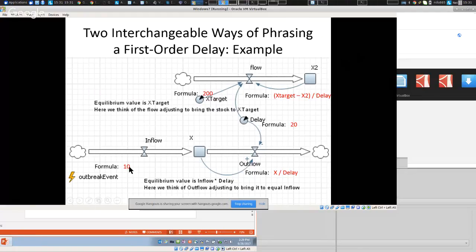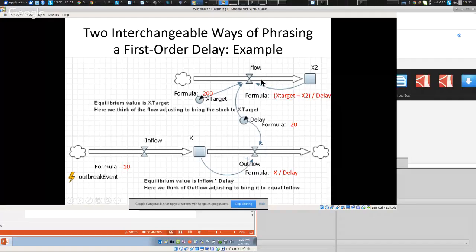Here we could frame it in terms of an inflow of 10 and a delay of 20. Here the outflow will equal the inflow, and X will go to delay times 10, which is 200. Alternatively, we could frame it in terms of a target being 200, which is 10 times the delay of 20, and the value of the stock will seek out this value of 200 for the target. In either case, X goes to 200. That's when it's in balance, and the outflow here will go to 10.